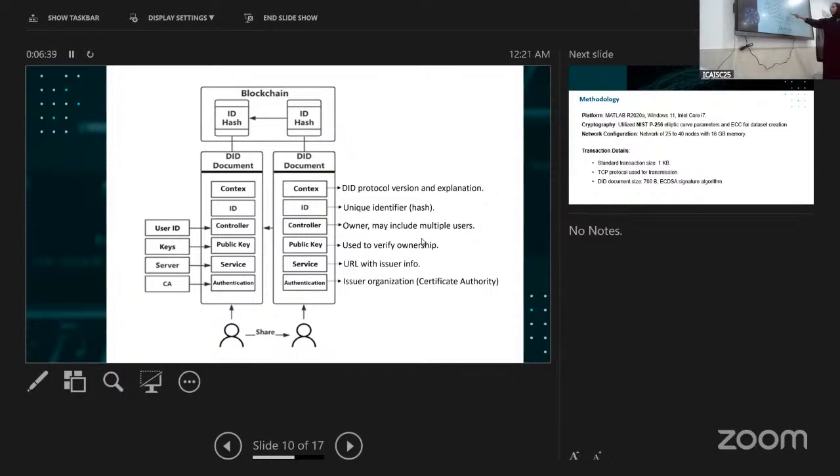The public key, where we actually use the elliptic curve algorithm for verifying the ownership of the users that are sharing this blockchain. And the service here is like the issuer info with the service information, and the authentication here where we present the certificate authority.